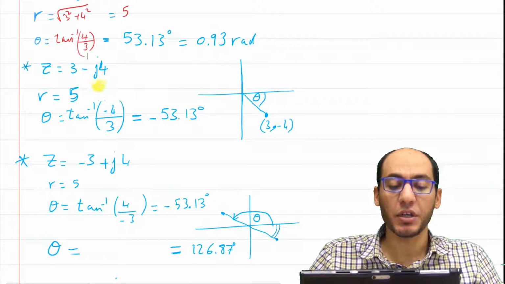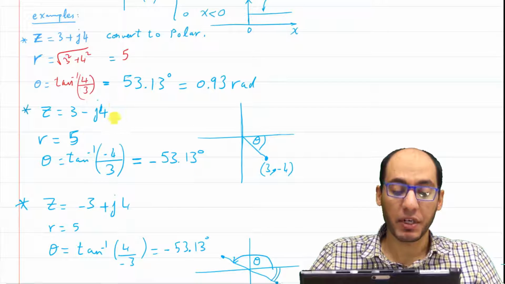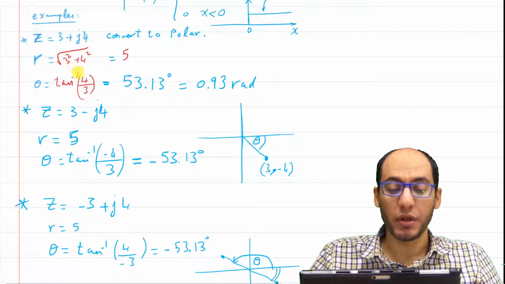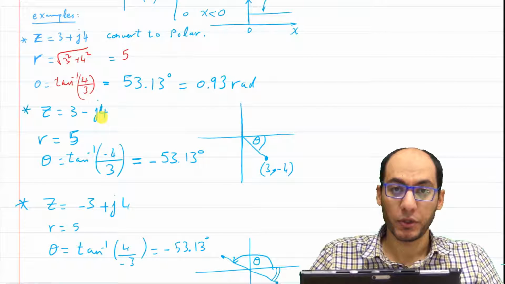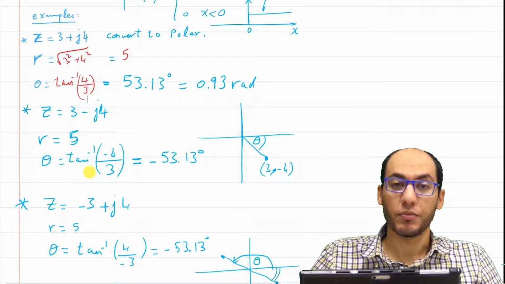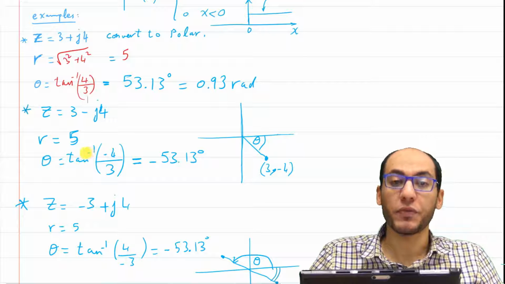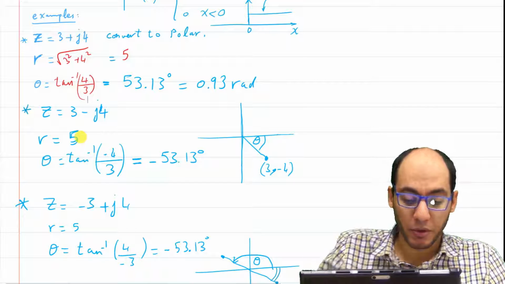If I have 3 minus j4, how do I calculate r? Well, r is the same: 3 squared plus negative 4 squared, remember that this is negative 4, so under the square root it gives 5. And theta is tan inverse of negative 4 over 3, which is the arctan. How do you put this on a calculator or MATLAB? You either use shift tan, or you use the arctan if you're using MATLAB.